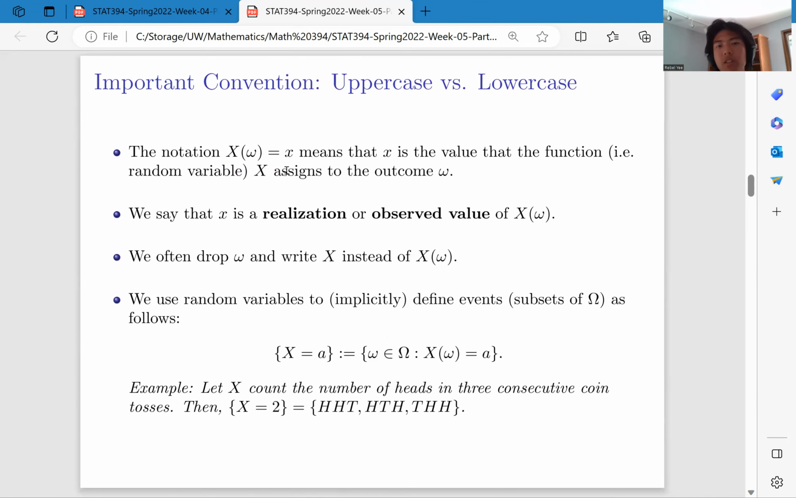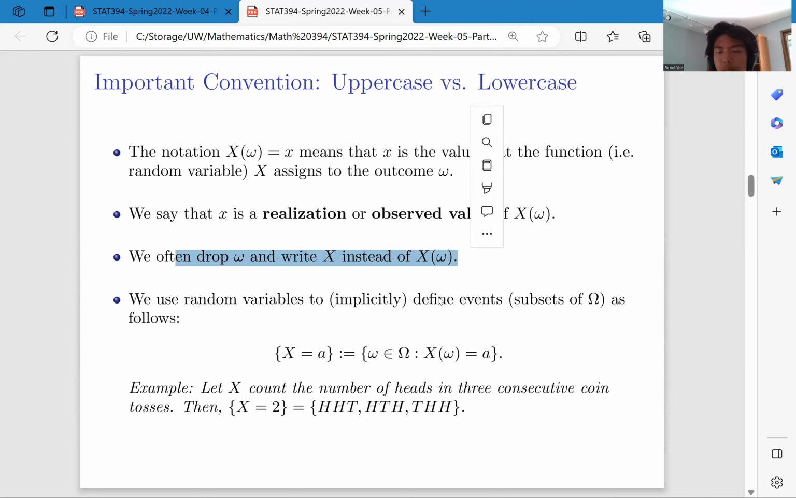And there are some important conventions, like uppercase or lowercase. Usually the notation, capital X of ω, means X is a random variable that assigns a value to an outcome. ω is an outcome, and the small x, the small letter here, is the value that the function X assigns to the outcome ω. So we say x is a realization or observed value of X(ω), and we often drop ω and write X only.